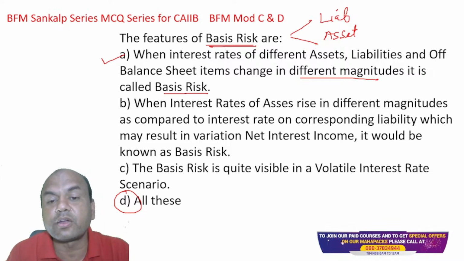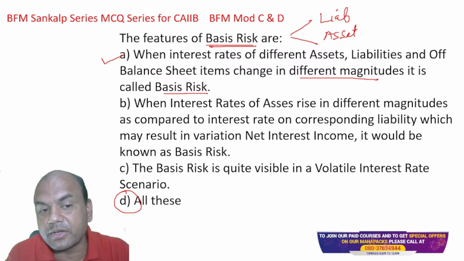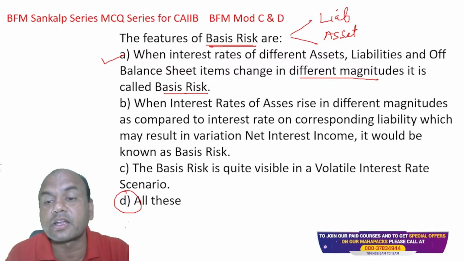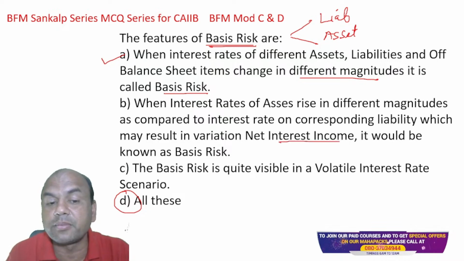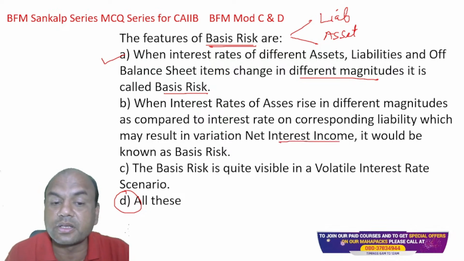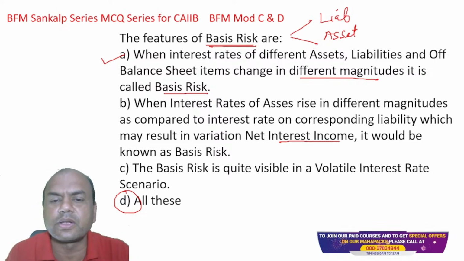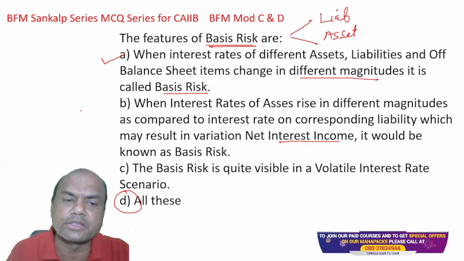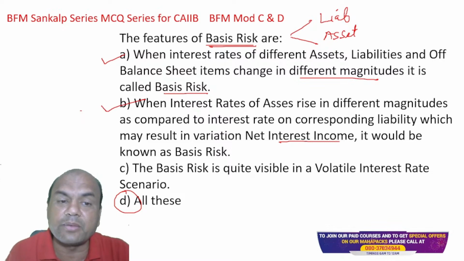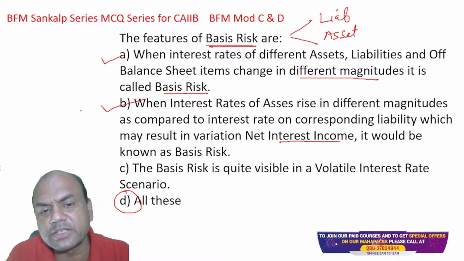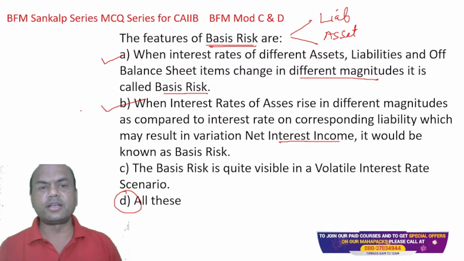When the interest rate of assets rises in different magnitudes as compared to the interest rate in the corresponding liability, which may result in variation in net interest income, it would be known as basis risk. So again the same, wording is different only, logic is same. Assets' interest rate rises in a different magnitude than that of the liability. That's it. So B is also true. So once you get A and B true, immediately you jump to D, because obviously C will be true, isn't it?